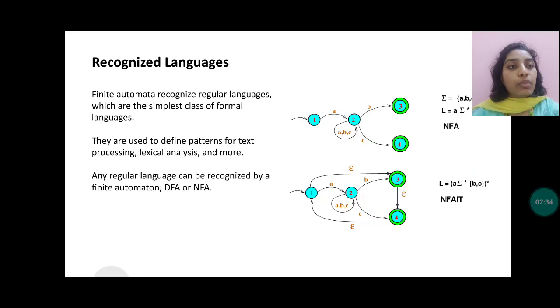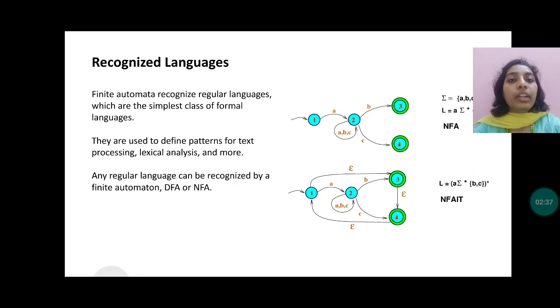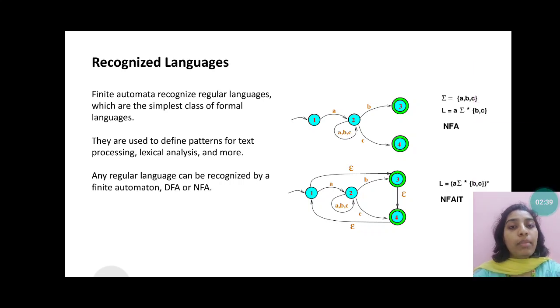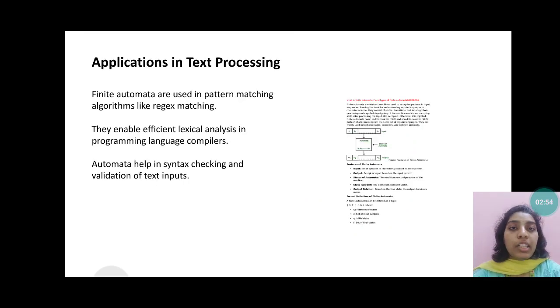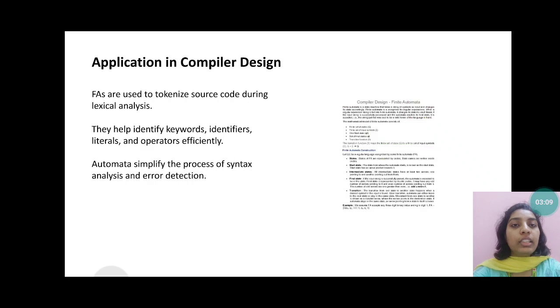The recognized languages are regular languages, the simplest class of formal languages. They are used in defined patterns for text processing, lexical analysis and more. Any regular language can be recognized by finite automata, DFA or NFA. Applications can be seen in pattern matching algorithms like regex matching. They enable efficient lexical analysis in programming language compilers. We can see more in the next sections.